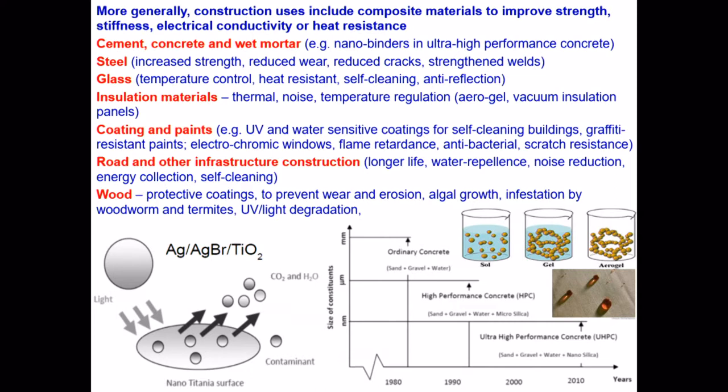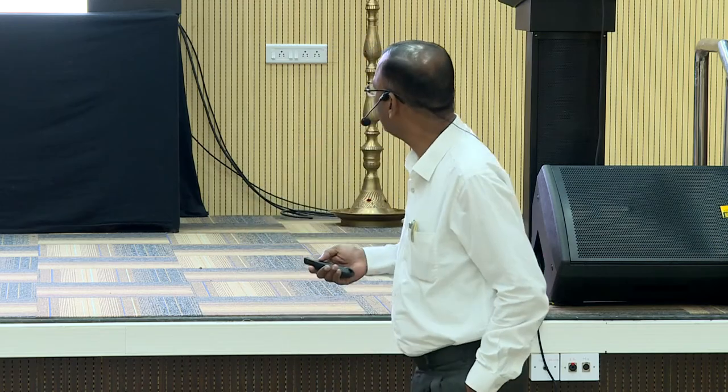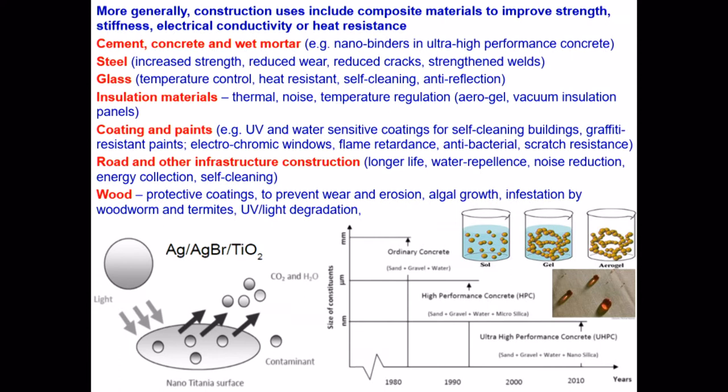titanium oxide heterostructure, silver bromide and titanium oxide, all in nanoform. It is a very good absorbent of light, and cleans the surface instantaneously with the photocatalytic process. And also, you can have silica, SiO2, and other nanoparticles based on titanium oxide, silver, and SiO2, and you can have ultra-high performing concretes, right? It is made of sand, gravel, water plus nano silica. I don't know whether you are able to see this nano silica. I will come to how one can prepare nano silica also. It is not so difficult, it is easy to prepare nano silica.